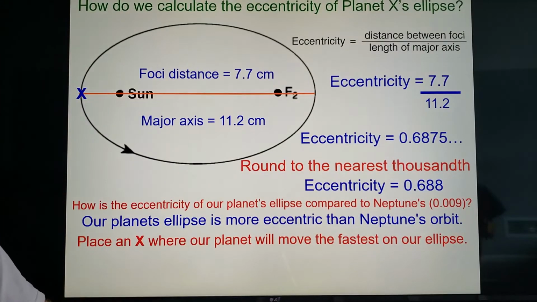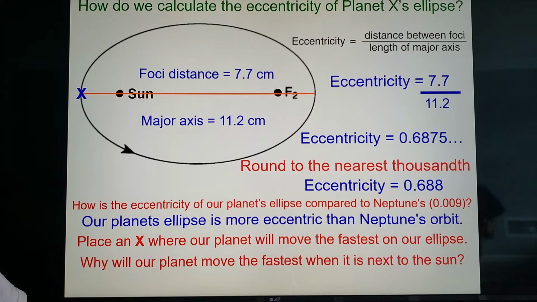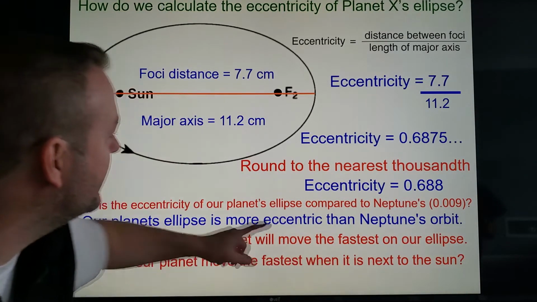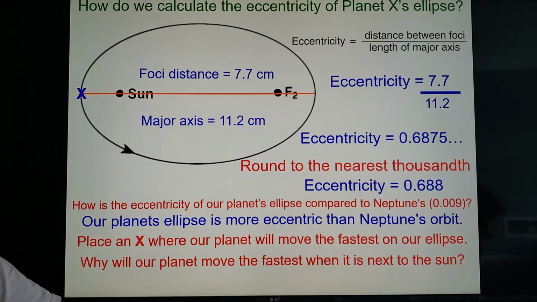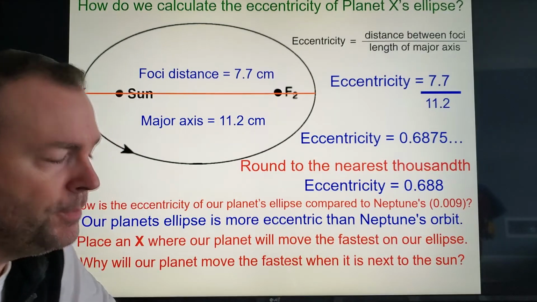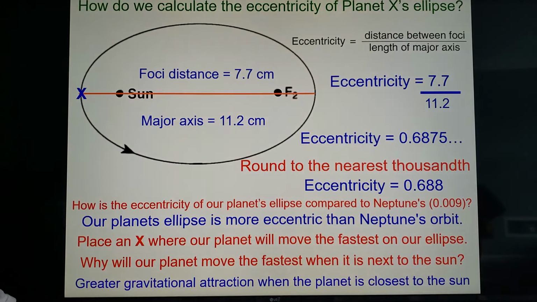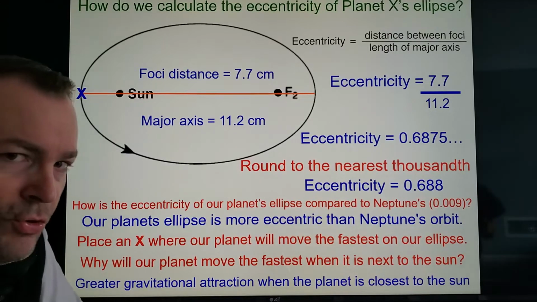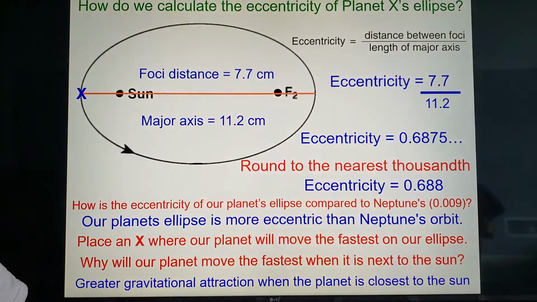Okay? Let's do another one. Right there, explain that. Why will our planet move the fastest when it's next to the sun? So please jot your answer in there. The closer you are to something, the greater the gravitational pull. Okay? All right, hopefully you're good on that. Any questions, make sure you ask in the meet when we get there.